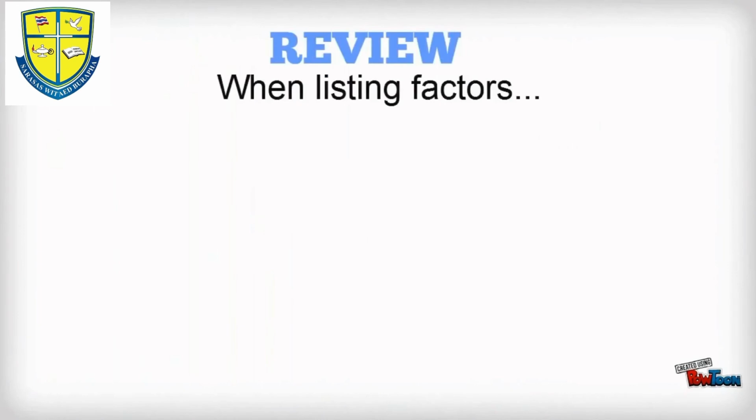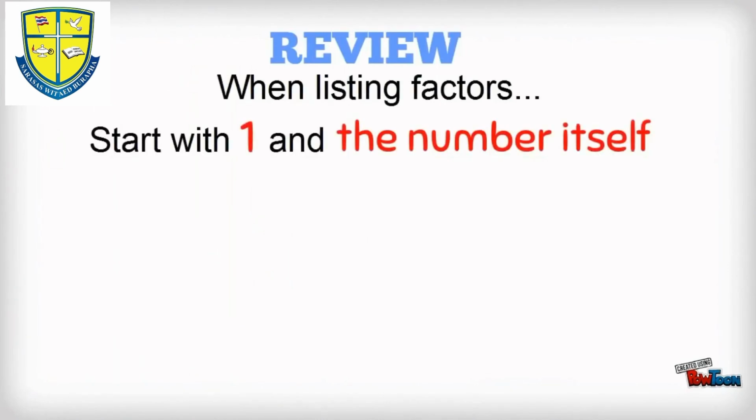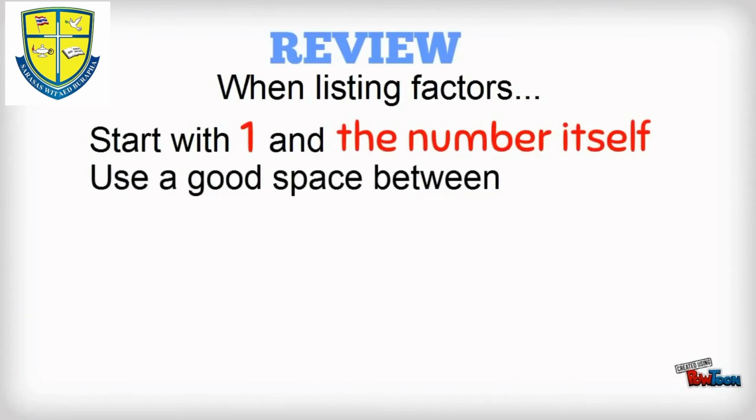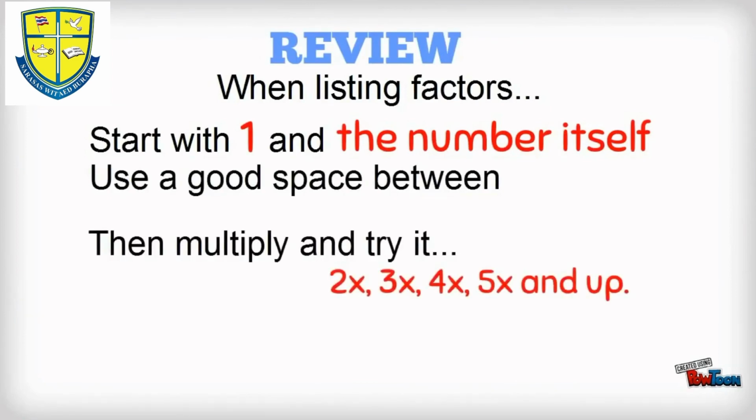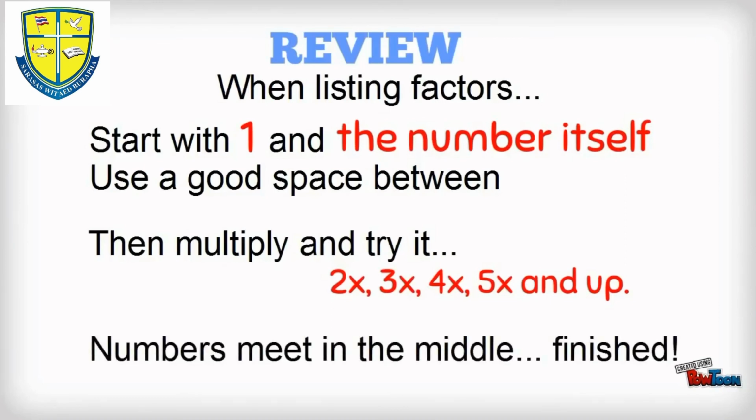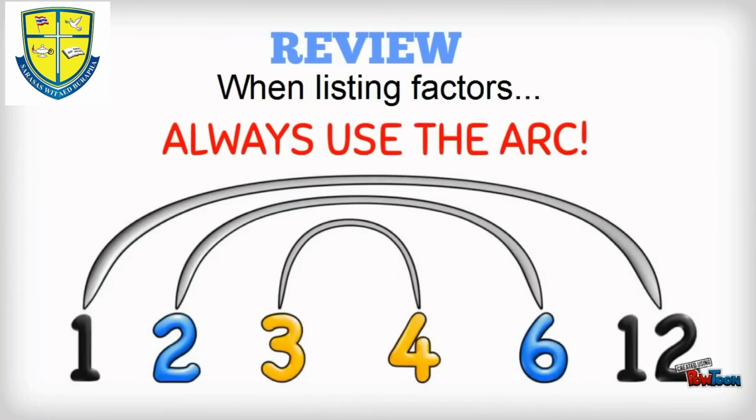When you're listing all the factors of a number, remember, always start with 1 and the number itself, with a good space between. Then using multiplication, try 2 times, 3 times, 4 times, 5 times the number and up. And when your numbers meet in the middle, you have finished. Always use the arc to show your thinking.